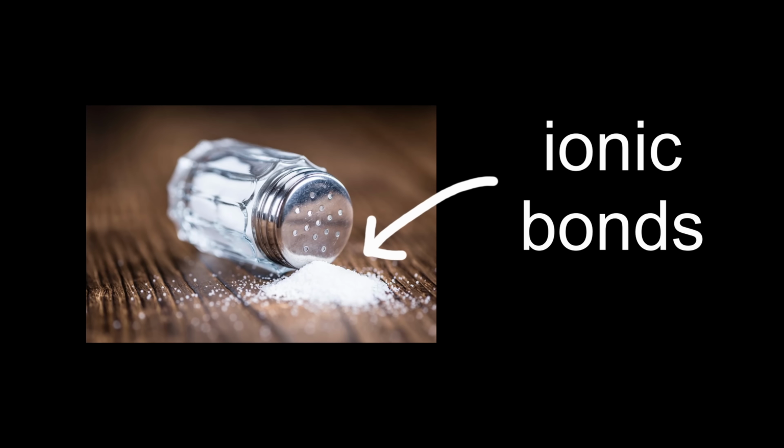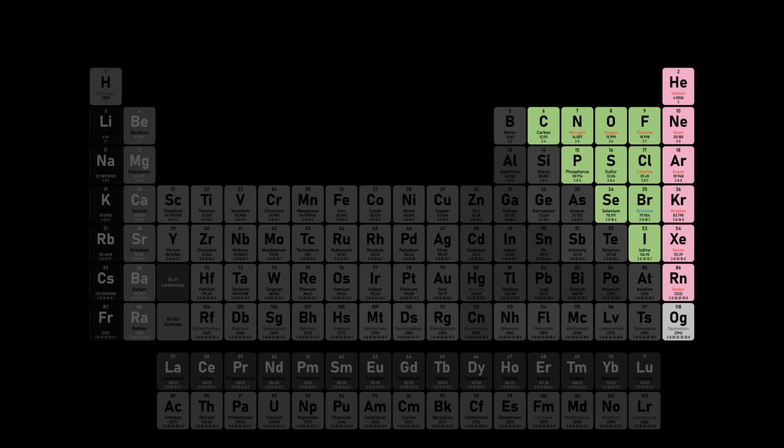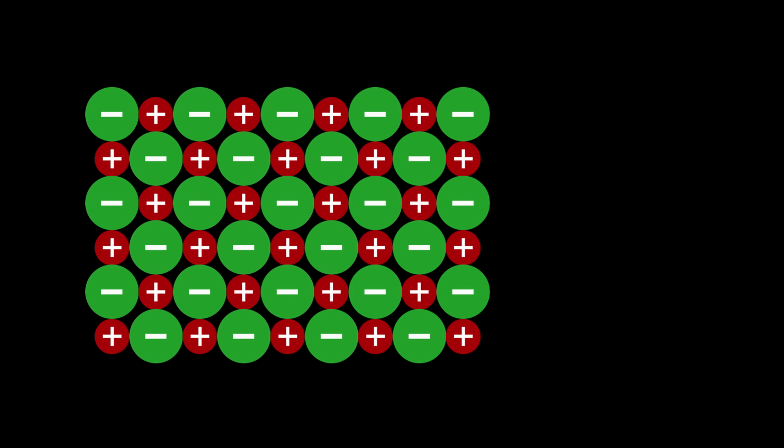The most common place you see ionic bonds is in salt. Yes, also table salt, but more generally, when metals and non-metals bond, you get a salt, which is just a grid of ions. Speaking of metals, a pure metal forms metallic bonds.